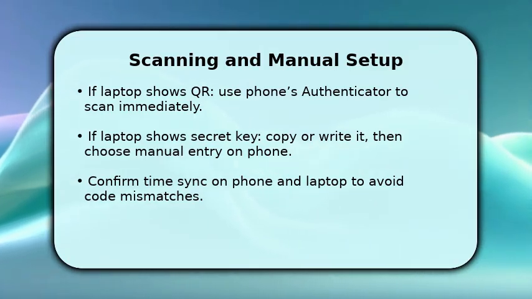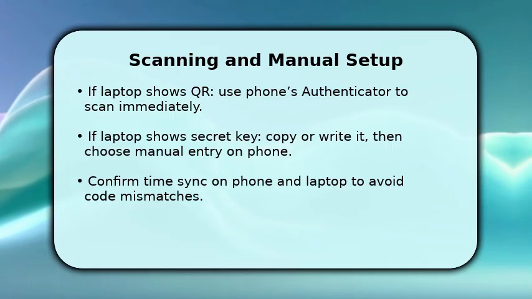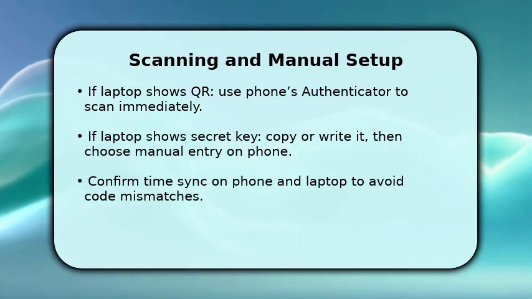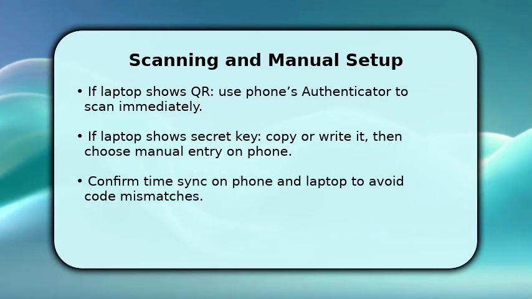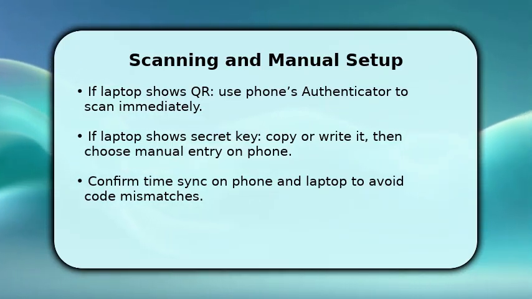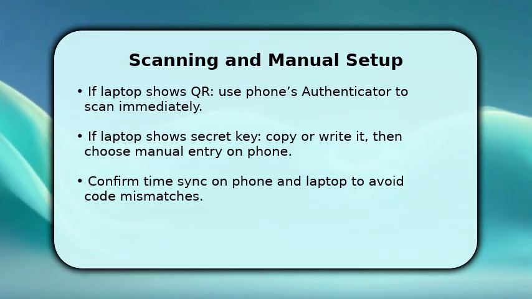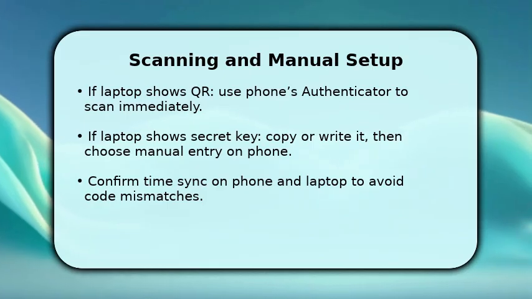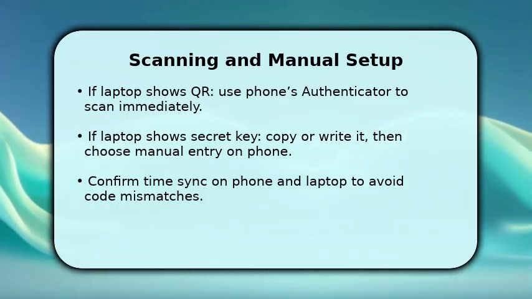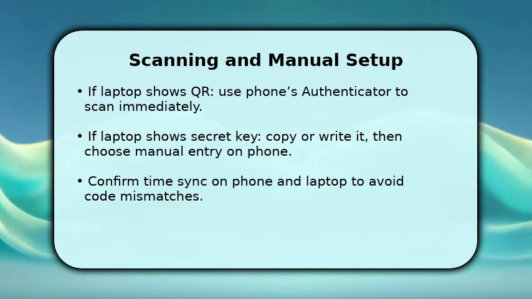Open Google Authenticator on your phone and tap Add Account, then scan a QR code or enter a setup key for manual entry. If scanning fails, copy the secret key exactly and paste or type it into the phone, selecting the account name and time-based code, TOTP, option. Make sure both devices have accurate time settings. Authenticator uses time-based tokens, so a clock skew can prevent valid codes.